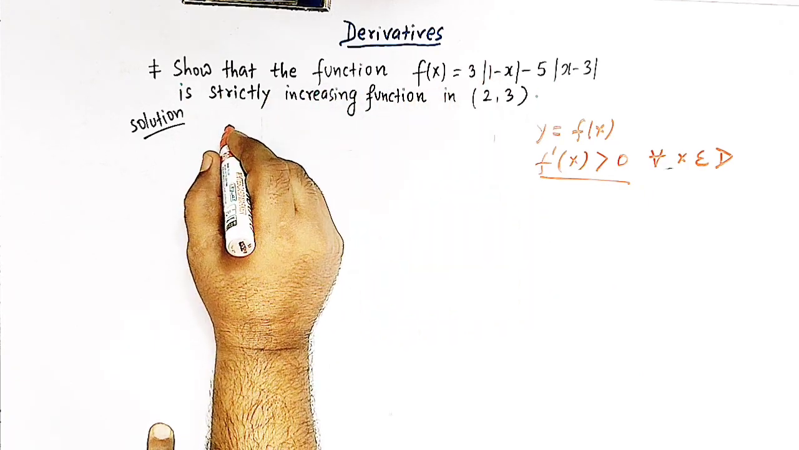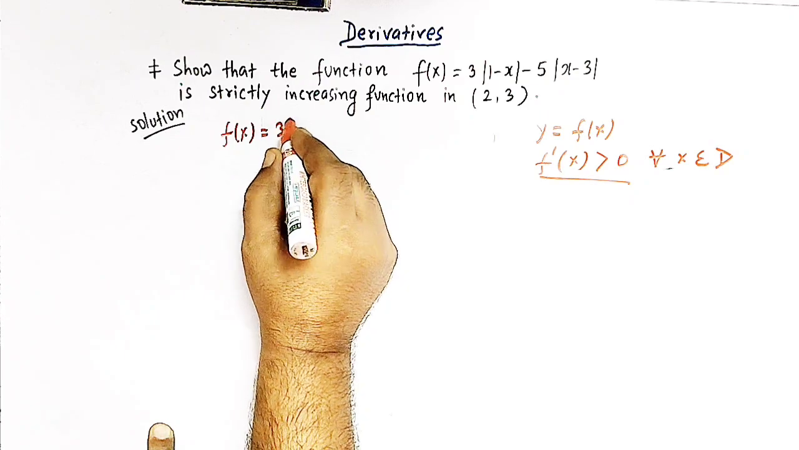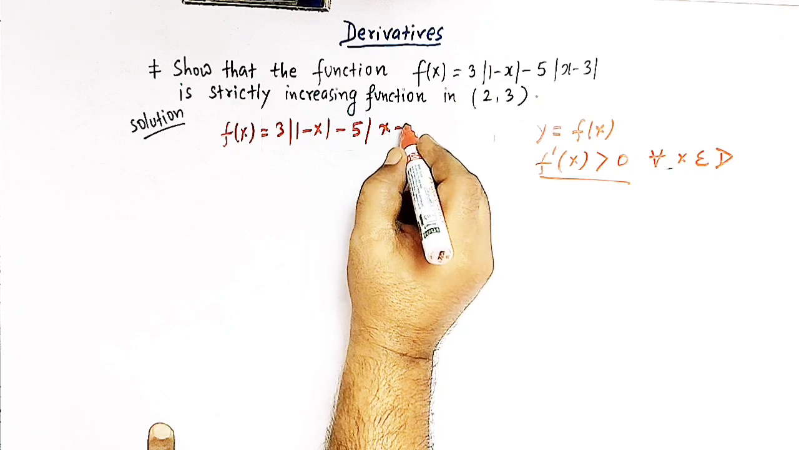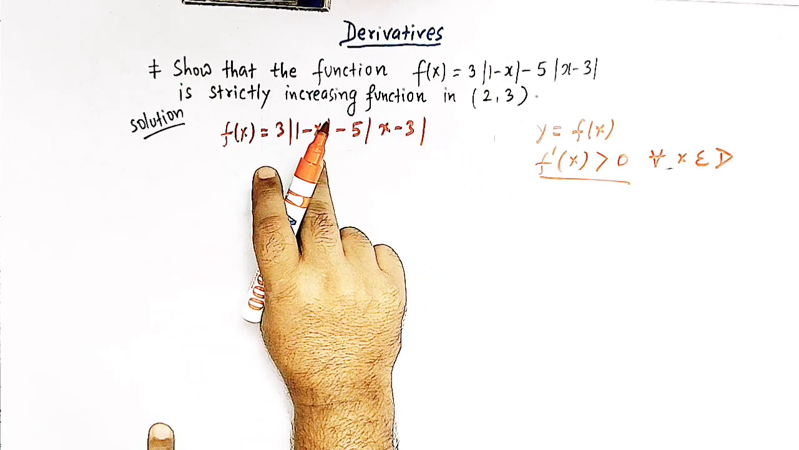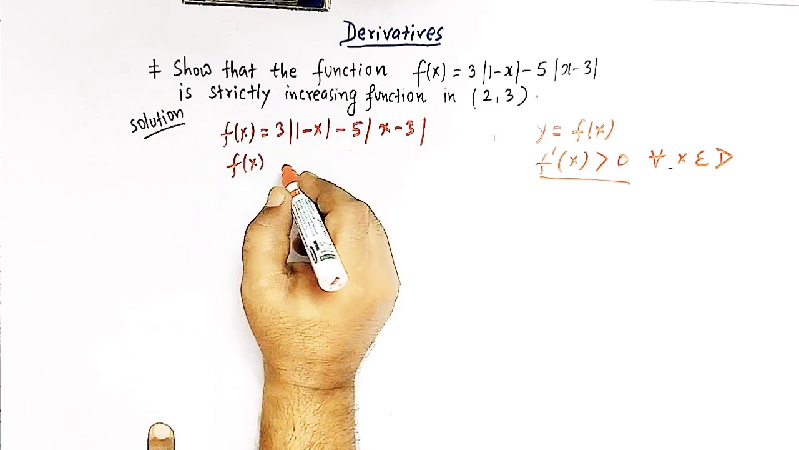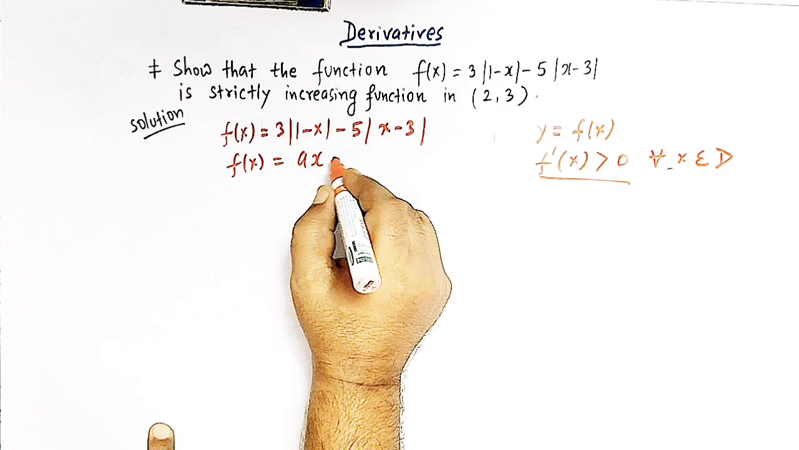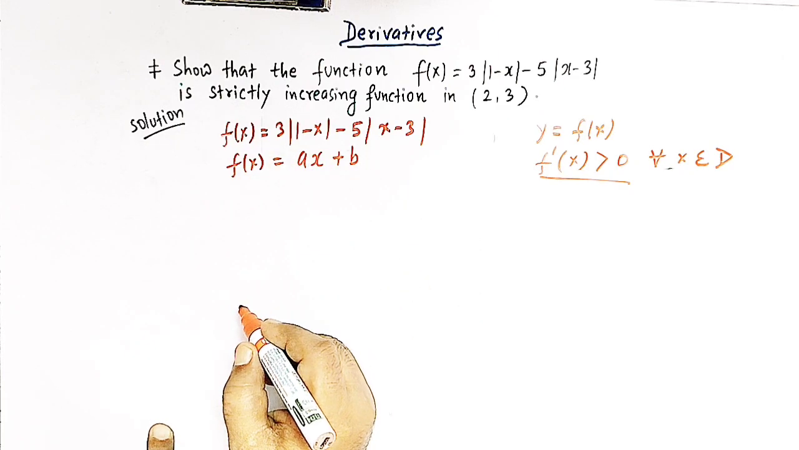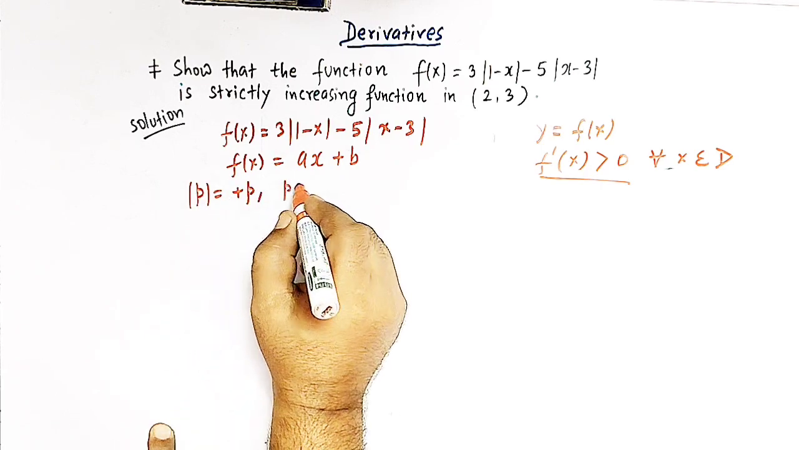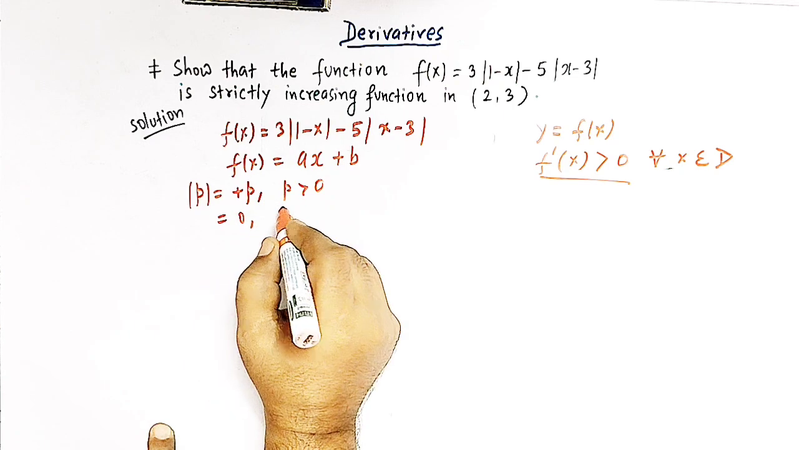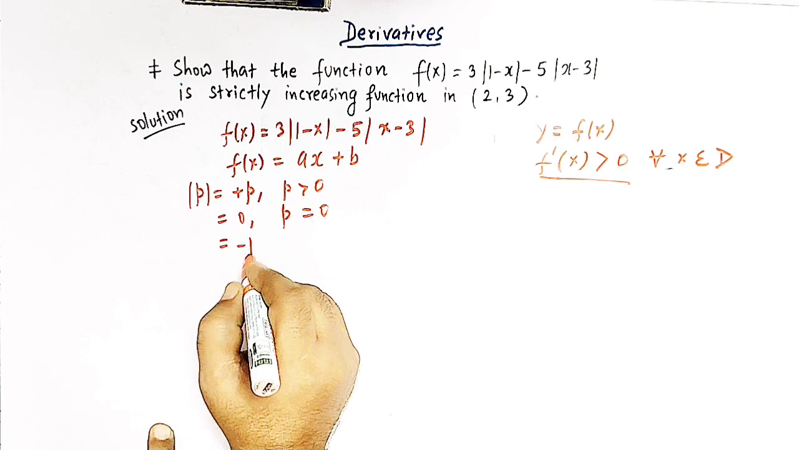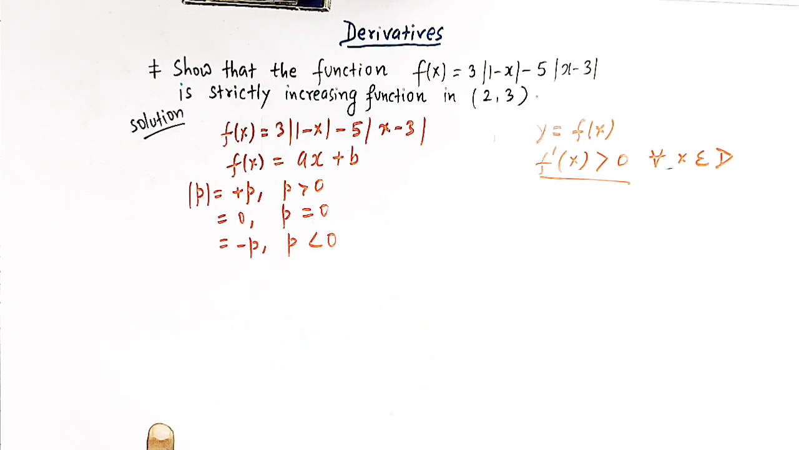So here we have the function f of x, that is 3 times 1 minus mod of 1 minus x minus 5 mod of x minus 3. So let us quickly redefine this function f of x, or we'll try to write this function f of x as a linear function of the form ax plus b by using the definition of mod function. So mod of p is defined as positive p whenever p is greater than 0. Mod of p is 0 when p is equal to 0, and mod of p is negative p when p is less than 0, right?